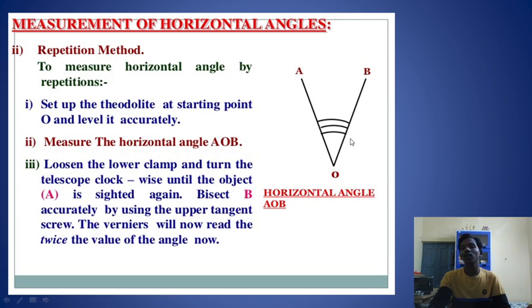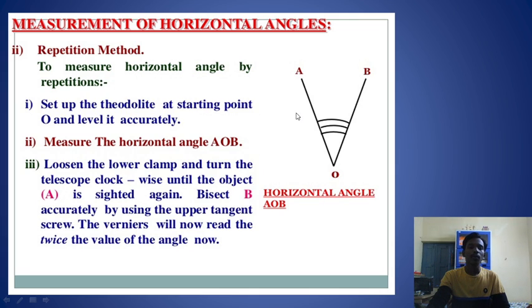Now again loosen the lower clamp screw and bisect object A, and again by loosening the upper clamp screw direct the telescope towards object B for the third time. Now the angle AOB reading will be tripled. For example, if the first reading showed 30 degrees and the second was 60 degrees, now when tripled the angle will show 90 degrees. After completing 3 sets of readings from the face left observation, repeat the same procedure for face right observations.